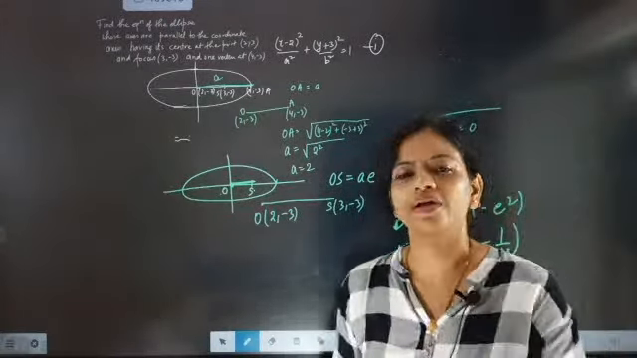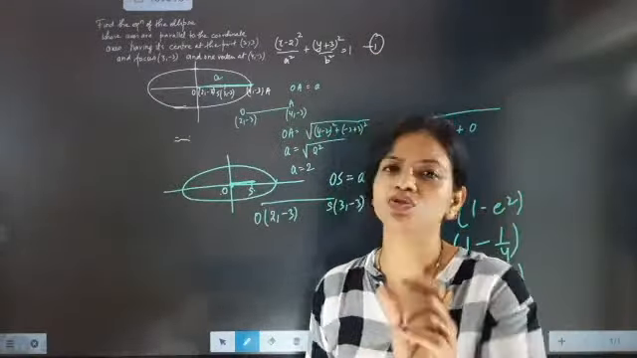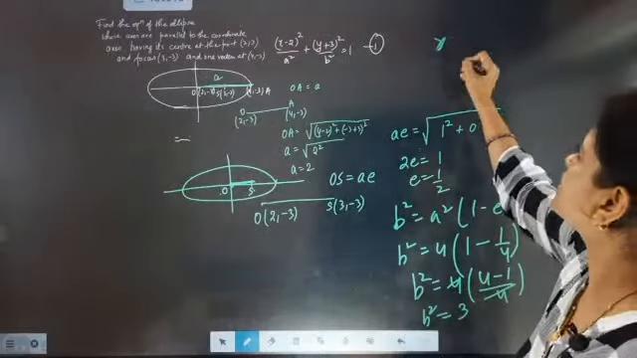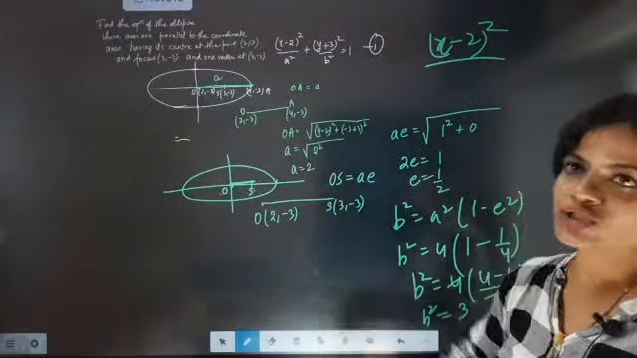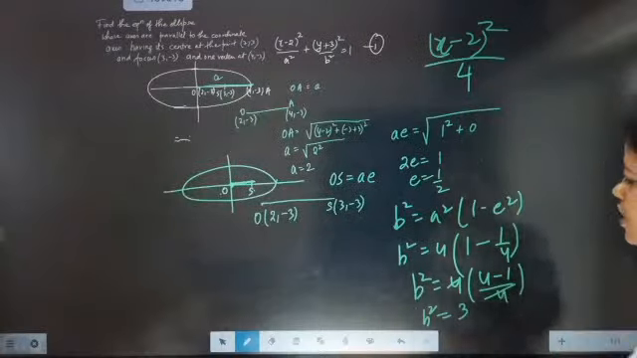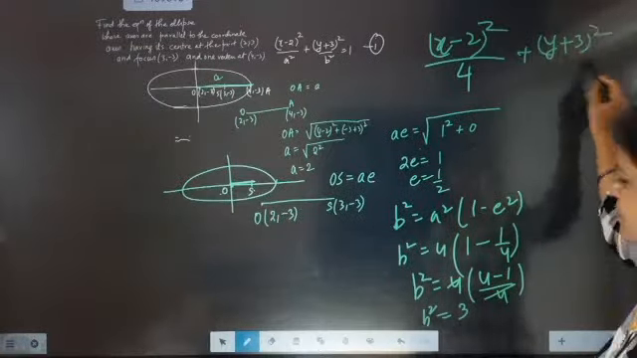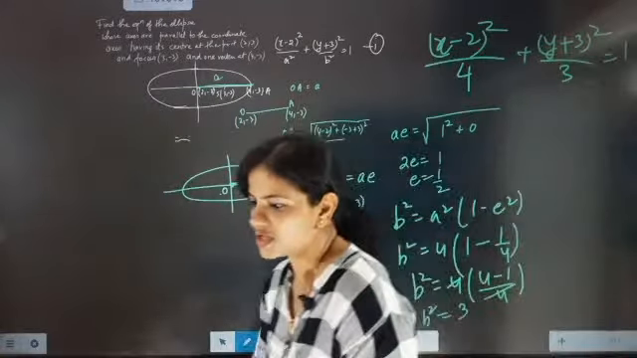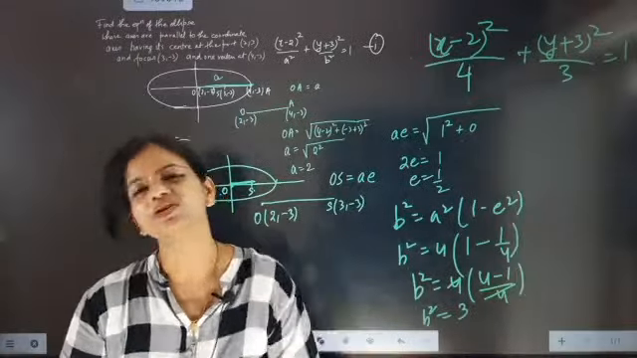I told you, after writing the equation, the only duty is to get A and B and throw the values of A and B there. So now only one work is left: (x minus 2) whole square over A square, A is 2 so A square will become 4, plus (y plus 3) whole square over B square, whose value is coming as 3. Story over. This is the equation of the ellipse, and only this much work you have to do.